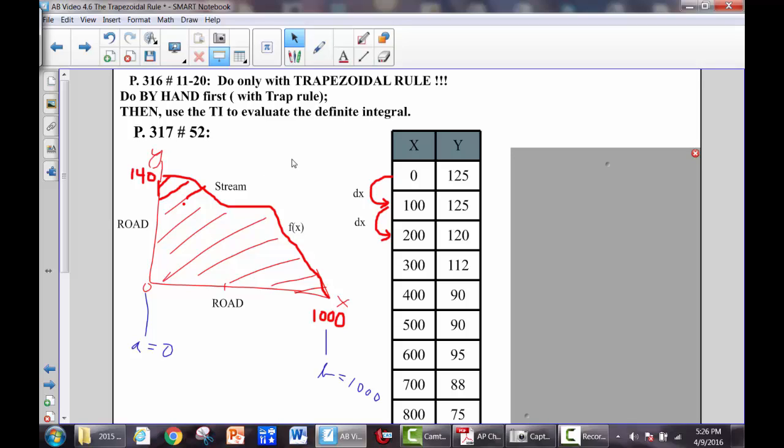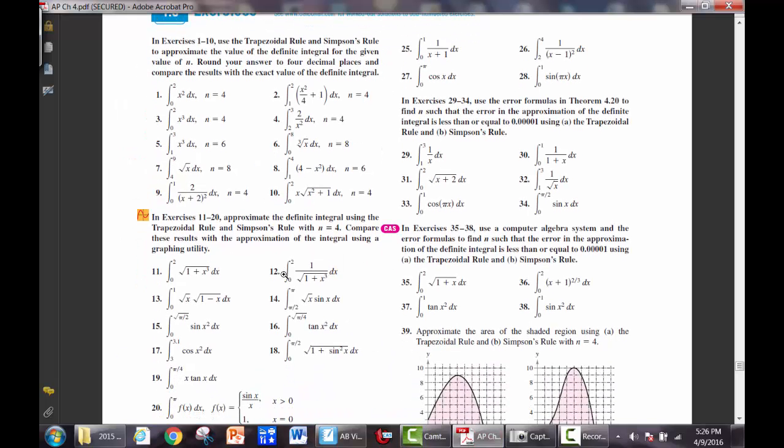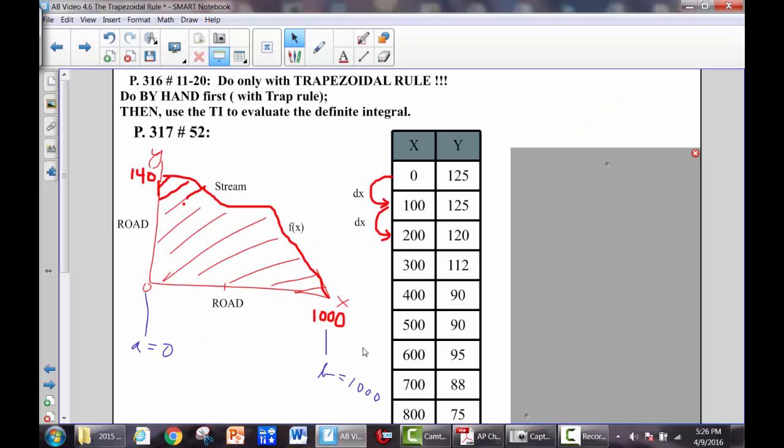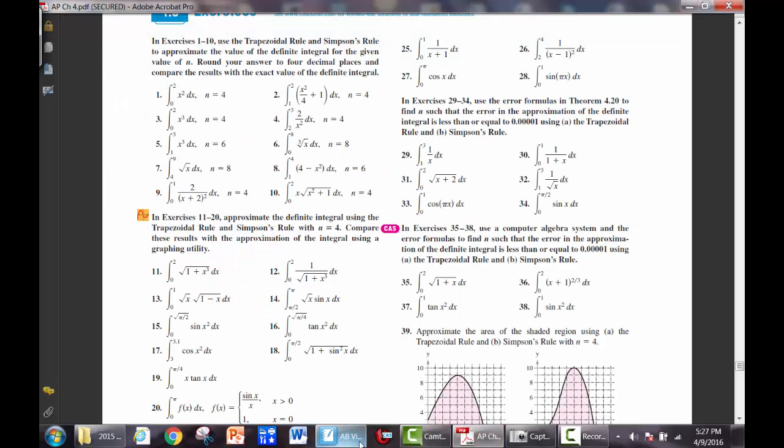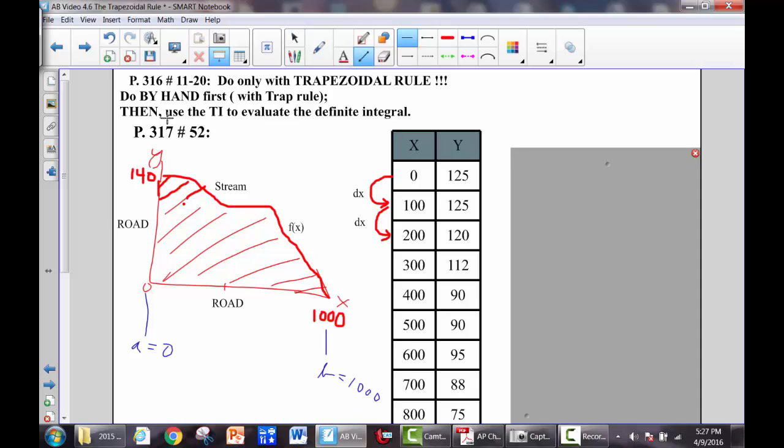Now, the AP is more likely to do something like this, which is to give you a table. Do only the trapezoidal rule. So let's look at those directions. Again, it says and Simpson's rule. So approximate the definite integral using the trapezoidal rule with n equals 4 for all of them. Compare these results with the approximation of the integral using a graphing utility. So here you were able to find them by hand. Here they're very ugly, so you'd have to use a calculator to actually do them. All right, now, however, when you get to number 52, which is the one we're doing, let me actually draw a line here so that you understand these two have nothing to do with each other, okay?